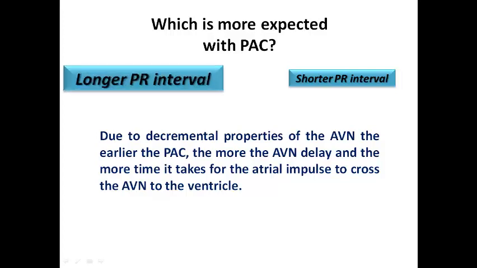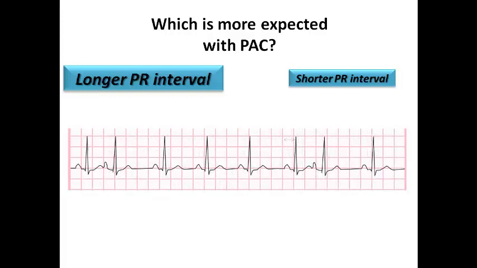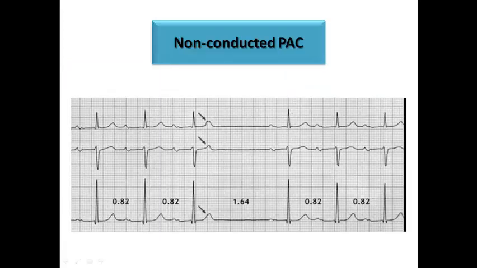And so in this case, I expect the PEC to show a longer PR interval. For example here, we can expect that the PR interval with the PEC is longer than the PR interval in the underlying sinus rhythm. So this is what we can expect to see in PEC.